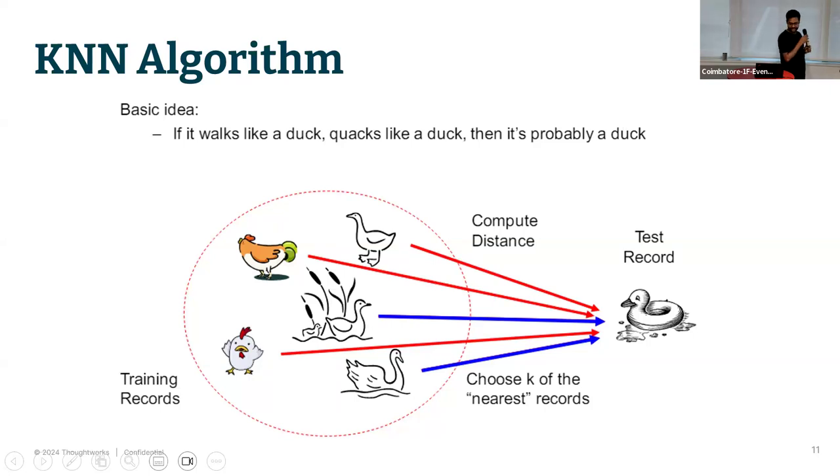KNN is nothing but the K nearest neighbors algorithm. The basic idea of the algorithm is if something walks like a duck and quacks like a duck, then it's probably a duck. So how it is done is we have a lot of training records. For example, this is an image of a hen, chicken, hen, chicken. And these are ducks. When a new image comes into the picture, it tries to correlate which image is very close to the existing training images. If there are more images coinciding with the duck category, then probably it's a duck. That is the assumption the KNN algorithm makes.